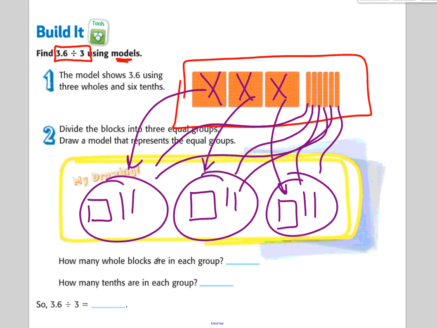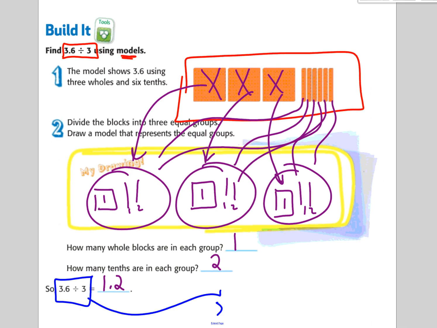So we have 1 whole block in each, 1, 1, 1, and we have 2/10. 1, 2, 1, 2, 1, 2. So our answer is 1 2/10. Now, just as a point of reference, 36 divided by 3 is 12, and now 3 6/10 divided by 3 is 1 2/10.